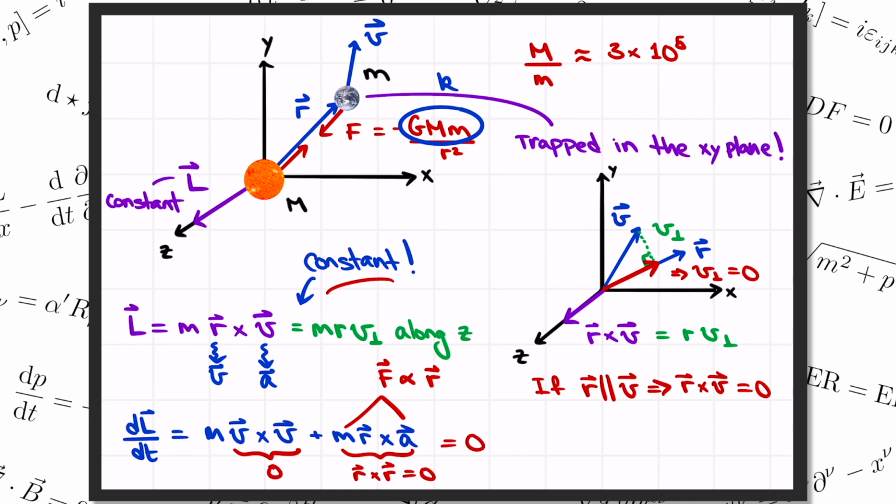But now how does that show that the motion of the planet is confined to the xy plane? Well, again, the definition of the cross product says that L is perpendicular to both r and v. Since L is constant and always pointing in the z direction, r and v always have to point in the xy plane if they're going to remain perpendicular to L. So the planet is stuck in the xy plane, and that's a huge simplification. Instead of having to solve a fully three-dimensional problem, we only have to solve a 2D problem.